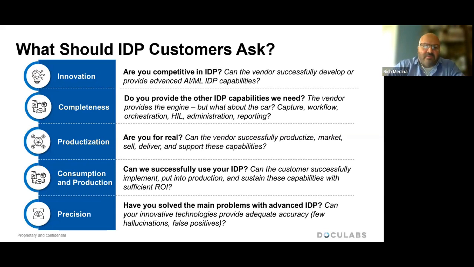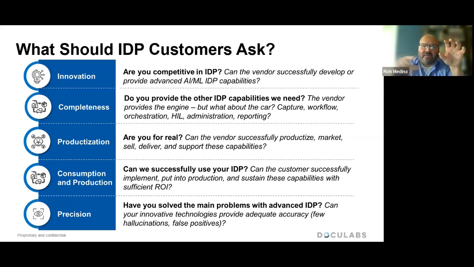That's question number one. Number two is, if innovation is the engine, completeness is the car. Okay, so do you provide everything else we need for IDP? So as you saw from this AWS graphic that I showed, you've got to capture documents. So what am I doing with that? Do you provide it? Do I keep my legacy capture vendor, or do I buy something else?